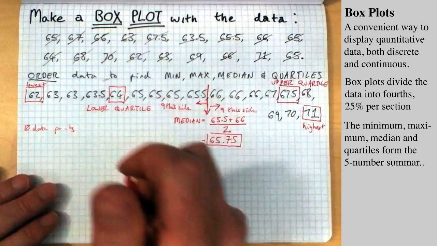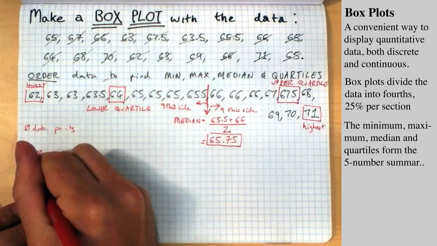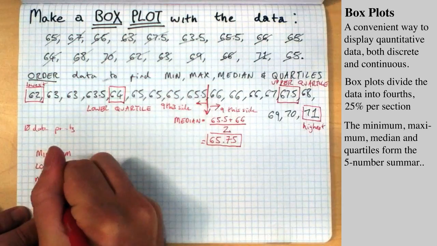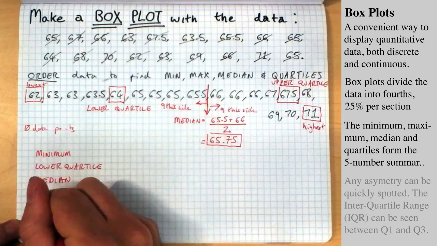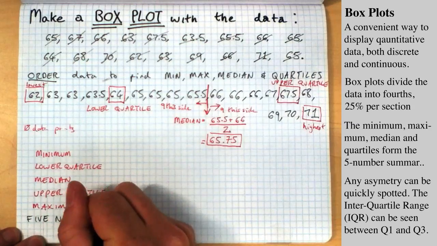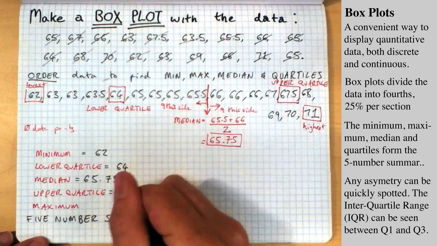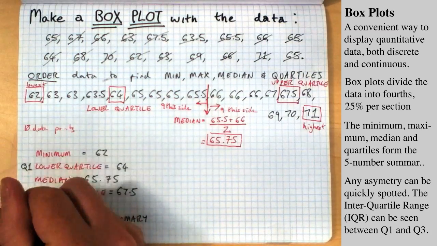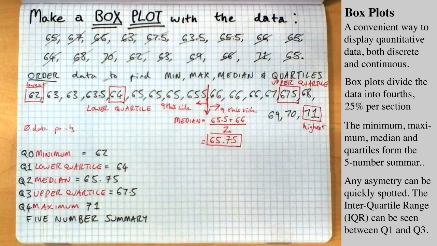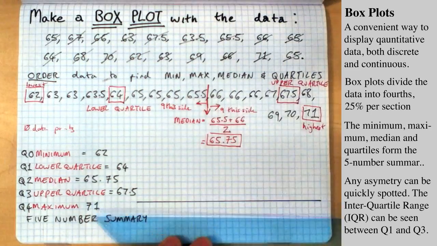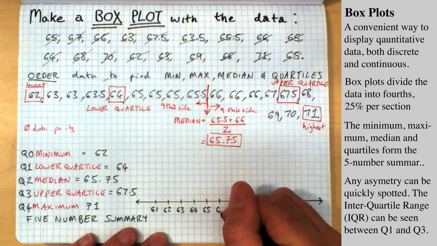The minimum, lower quartile, median, upper quartile, and maximum together form what is known as the 5-number summary of the data. Occasionally, you might see these values labelled as Q0 through Q4, with Q1 being the lower quartile and Q3 being the upper quartile. The box plot is drawn on the real number line.